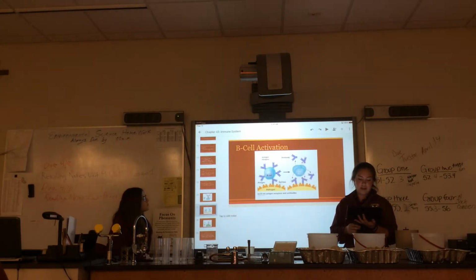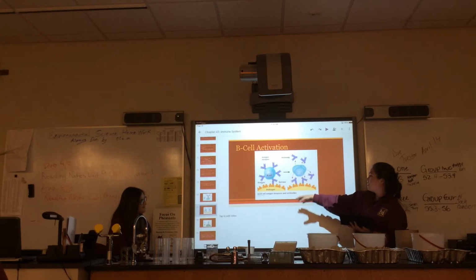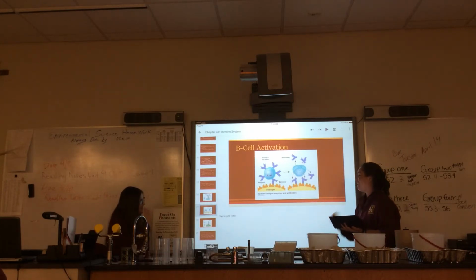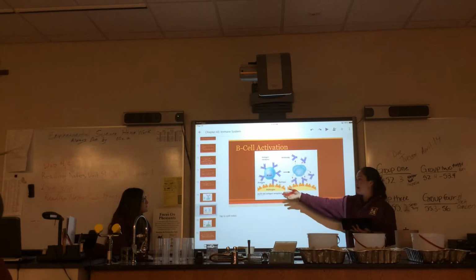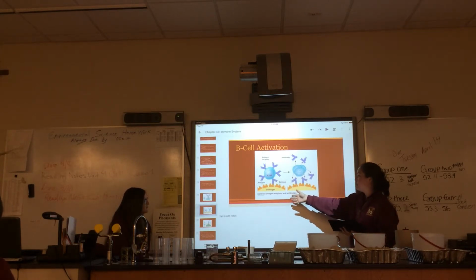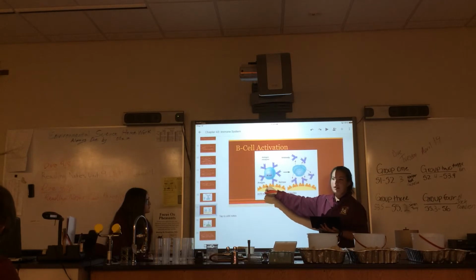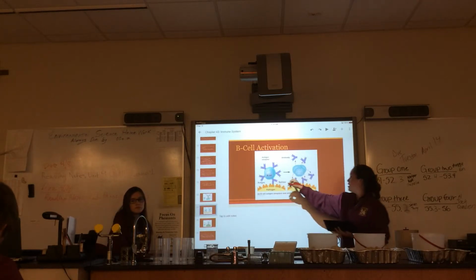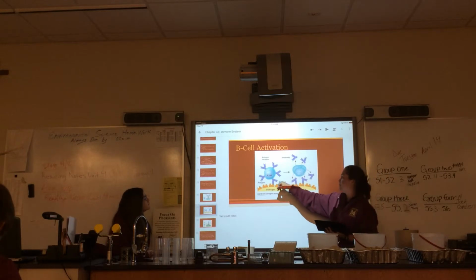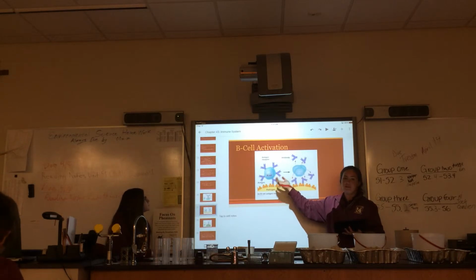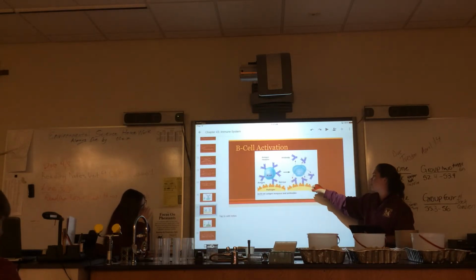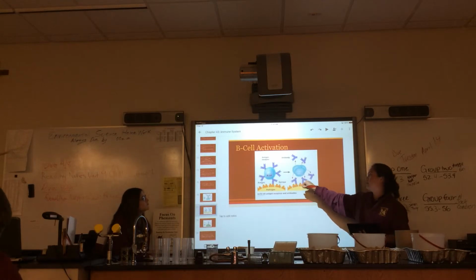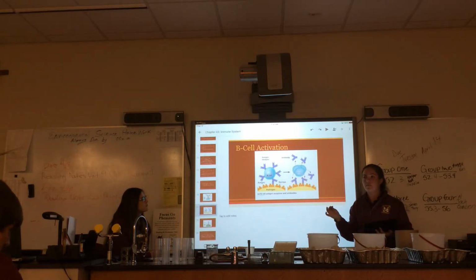Okay, so B cell activation. When a pathogen enters a body, you can see that these are the antigens right here, and on top of the antigens are the epitopes. The epitopes are what bind to the antigen receptors, to disable the cell so it doesn't reproduce anymore. As you can see, right now it's getting disabled. Does anyone have any questions on that?